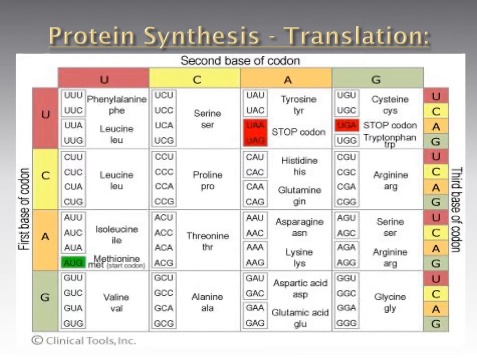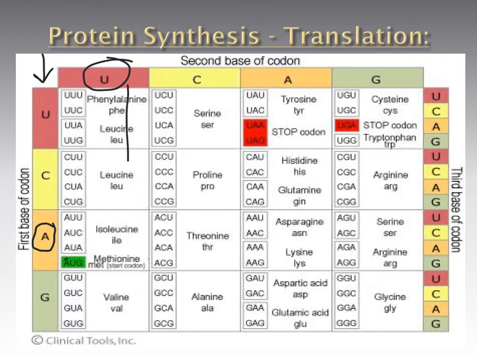So you always start reading here. So remember how I said there was a start codon? The start codon is AUG. So let's say we're going to find, well, what does AUG code for? Your first letter, A. So it's going to be somewhere in this row here, somewhere in this box, okay? Your second letter is at the top. Second letter is here. That's your U, okay?